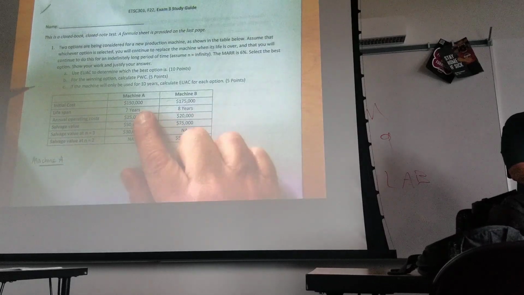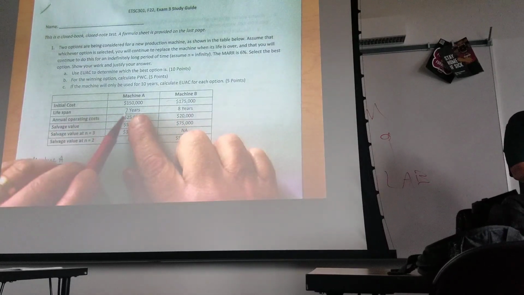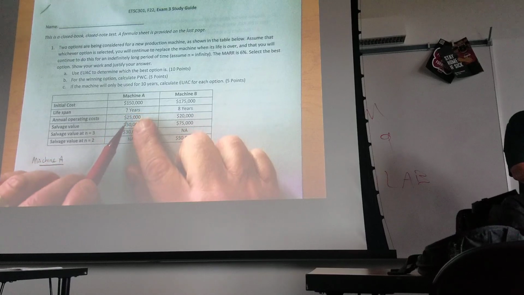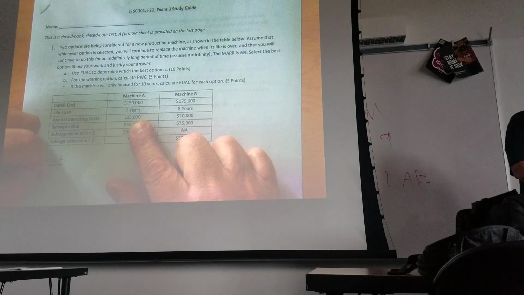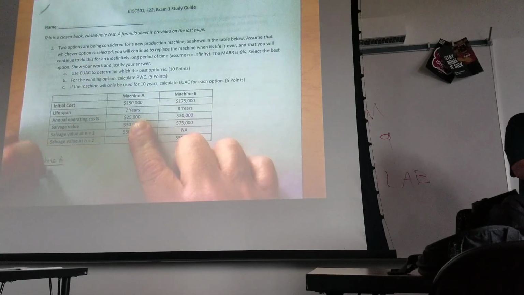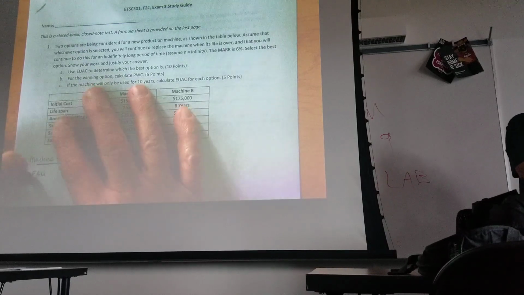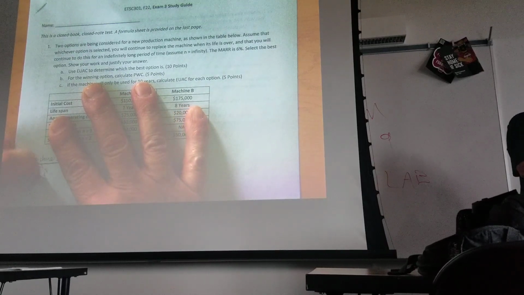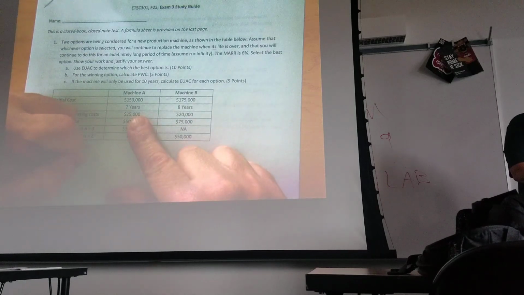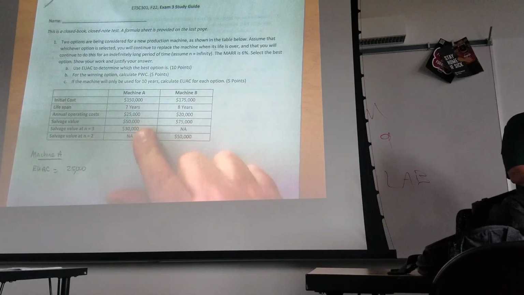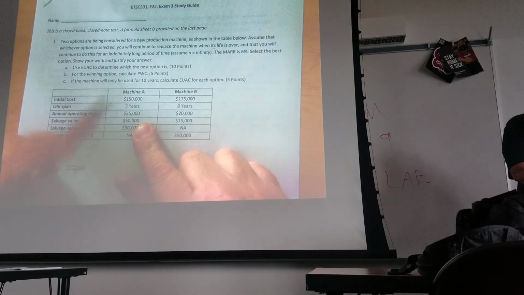Okay, so EUAC is going to be based on 7 years. Annual operating costs are $25,000. So EUAC, whoops, look at the U. Yeah, I put it backwards. I'm off to a good start. Equals 25,000. And then the salvage is 50 at the end of year 7.